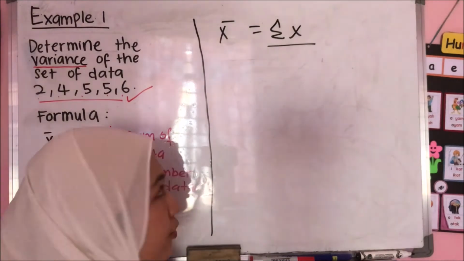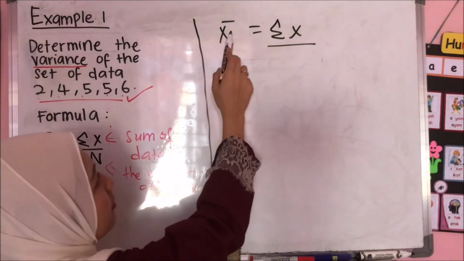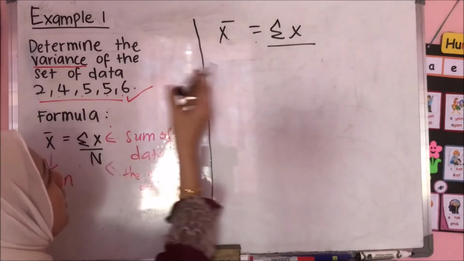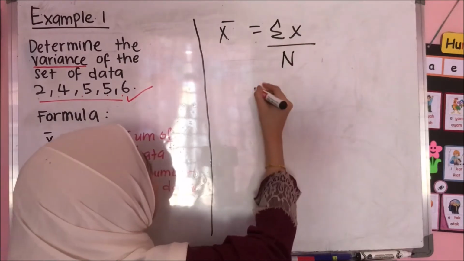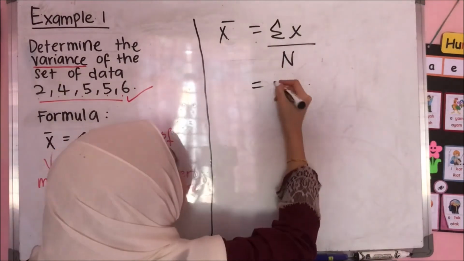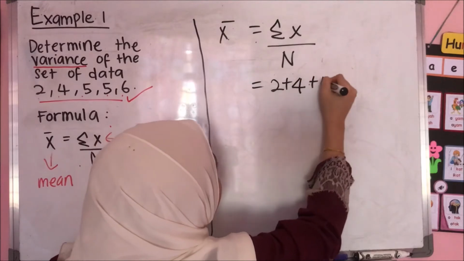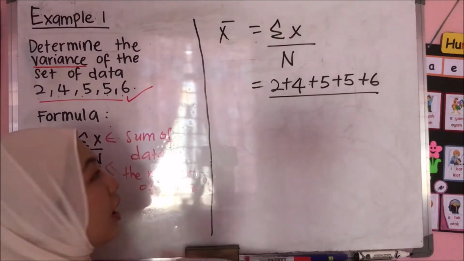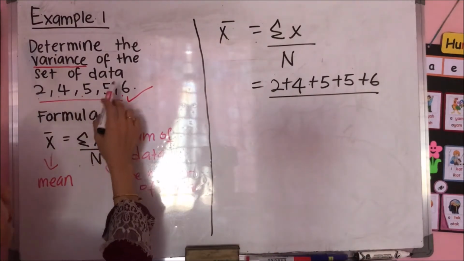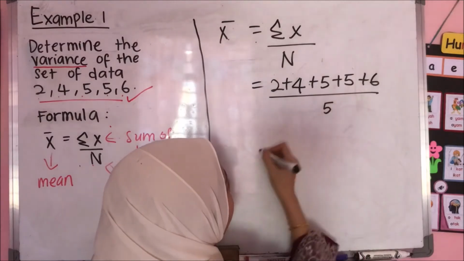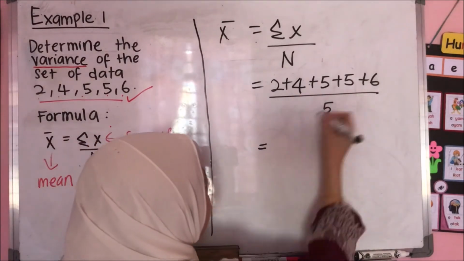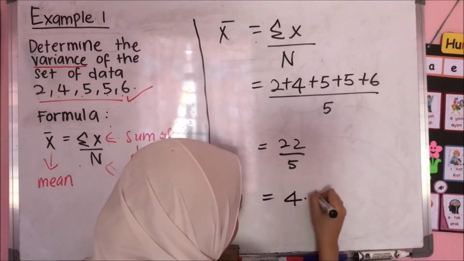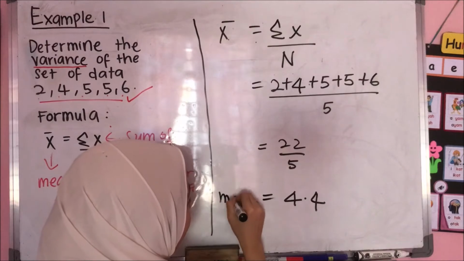What is the formula of mean? Mean, x bar, is equal to the sum of data over the number of data. So we have the sum of data, 2 plus 4 plus 5 plus 5 plus 6. How many data do we have? 1, 2, 3, 4, 5. Divided by 5, we get 22 over 5, which is 4.4. So the mean is 4.4.